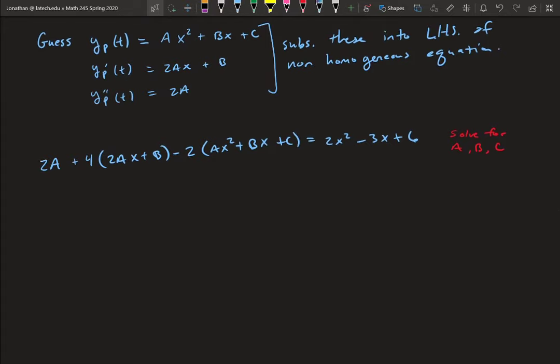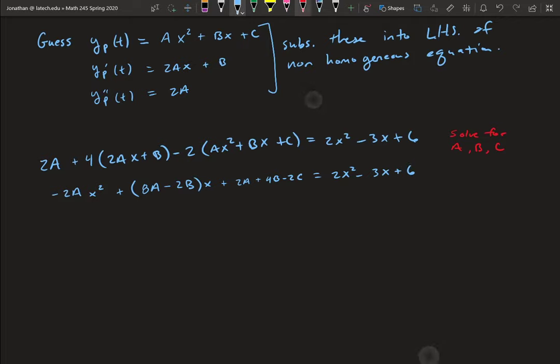So now to solve for a, b, and c, it's very similar to partial fraction decomposition. You just have to group like terms for x squared, x, and constants. So the x squared term is going to be negative 2a x squared plus, and then factor out everything with x. That's going to be 8a minus 2b times x plus 2a plus 4b minus 2c equals 2x squared minus 3x plus 6.